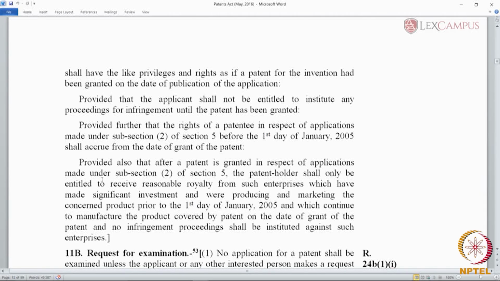An applicant, because the right is still not verified and scrutinized by the patent office, cannot file an infringement suit. The second proviso provided further that the rights of a patentee in respect of an application made under subsection 2 of section 5 before 1st day of January 2003 shall accrue from the date of the grant of the patent. Section 5 is no longer there in the Act, it has now been omitted.